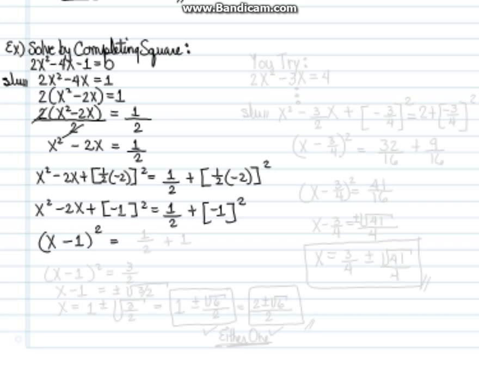On the right-hand side, we just need to simplify a little bit. Negative 1 to the second power is positive 1. And now we need to add 1/2 plus 1. That's the same as adding 1/2 plus 2 over 2. That gives you 3 over 2.